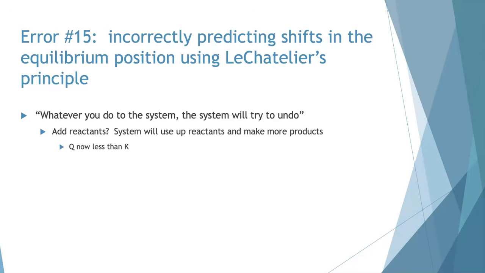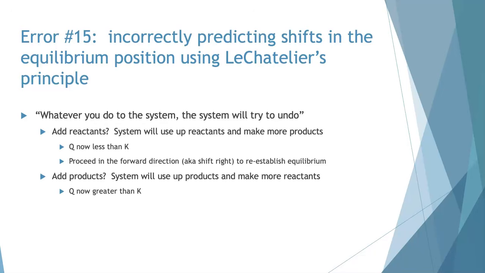If you add reactants, the system's going to use up those reactants and make more products. That means Q is now less than K, and I'm going to proceed in the forward direction to reestablish equilibrium. If I added products, I'm going to use up the products and make more reactants. What I'm saying is that Q is now too big compared to what K should be. I'm going to proceed in the reverse direction, or shift left, to reestablish equilibrium.